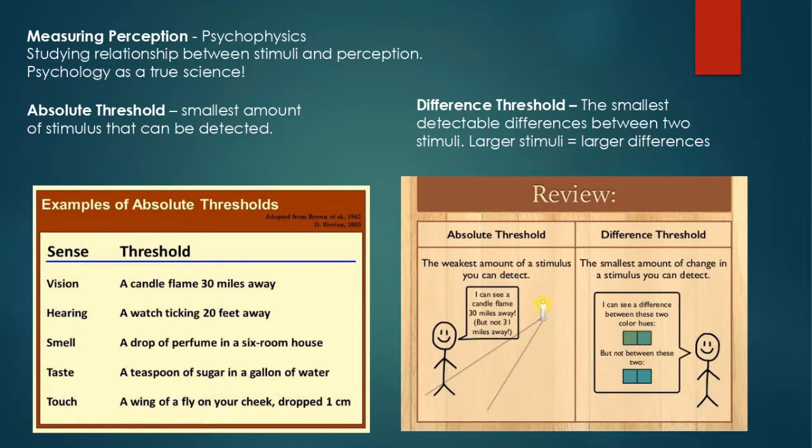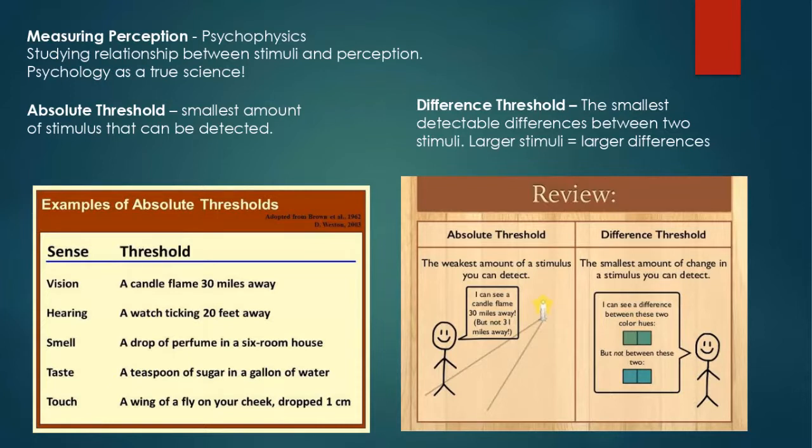Okay, so it's the minimum level before you actually perceive, or as you perceive, that stimulus. That is your absolute threshold. The difference threshold is where you've got two different stimuli, and it is the smallest detectable difference between those two stimuli. So if you look at the picture on the right, the difference threshold is the smallest amount of change in a stimulus you can detect.